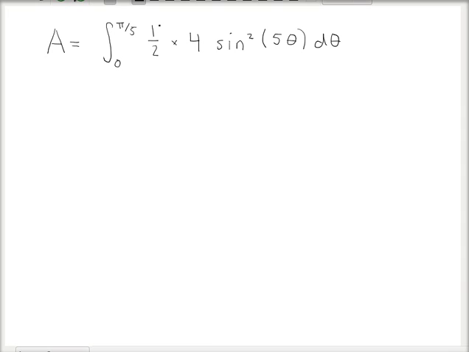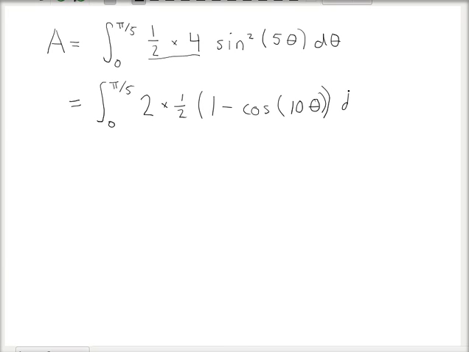So now we can go ahead and work on this integral. First, let's do a little bit of simplification. The first thing I'm going to do is multiply out this 1/2 times 4, which is 2. Now I've got a sine squared here, so I'm going to use my half angle formula, and that sine squared is going to become 1/2 times 1 minus cosine of 2 times whatever I have inside here. So 2 times 5 theta is going to be 10 theta, d theta. Alright, and then this 2 and this 1/2 cancel, so that's just 1.